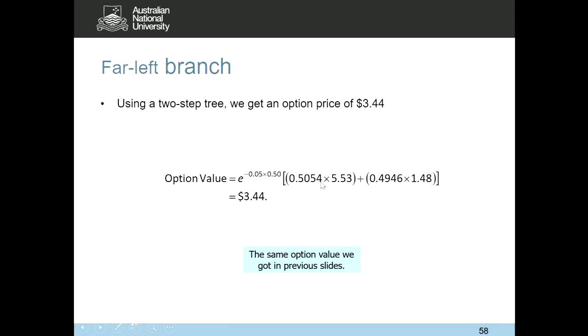We know the probability of going up and going down. We know the payoff in the up state. We know the payoff in the down state. And we discount back 6 months using the 5% risk-free rate. And we get the correct option price, $3.44. Okay? Again, we get the same answer, $3.44.